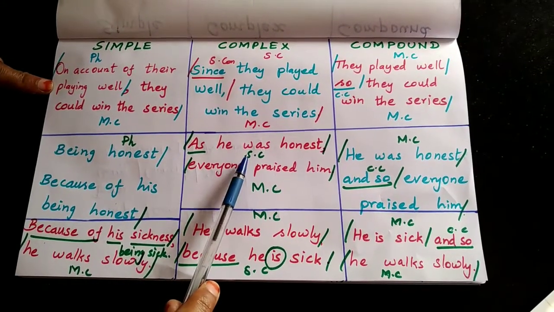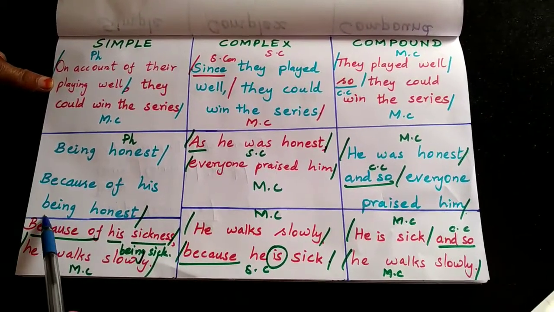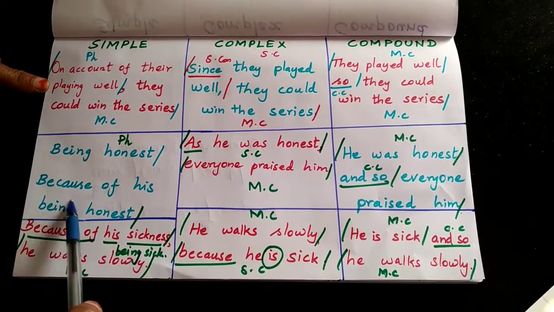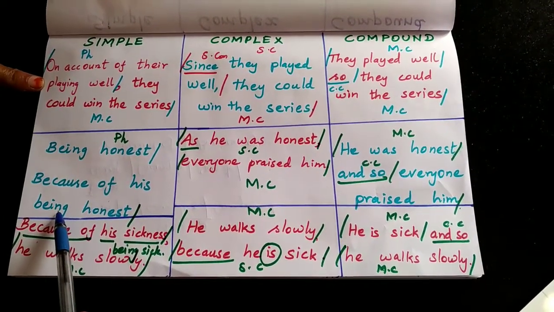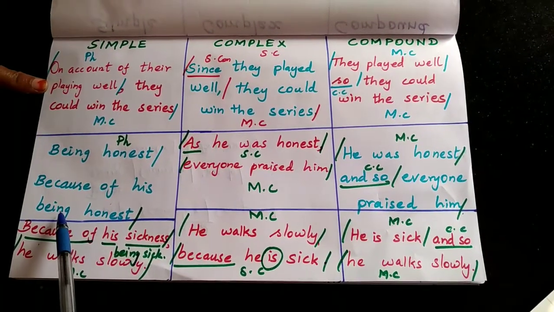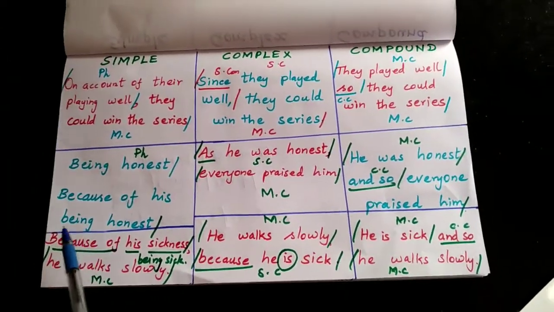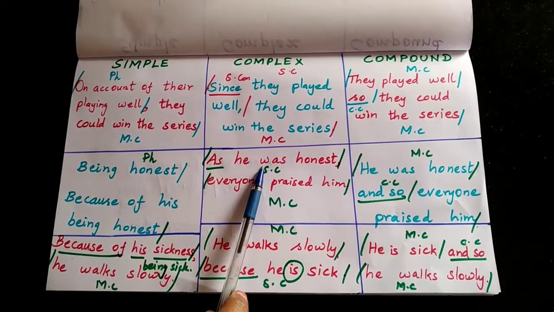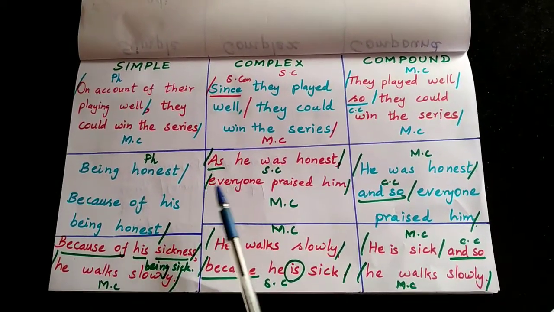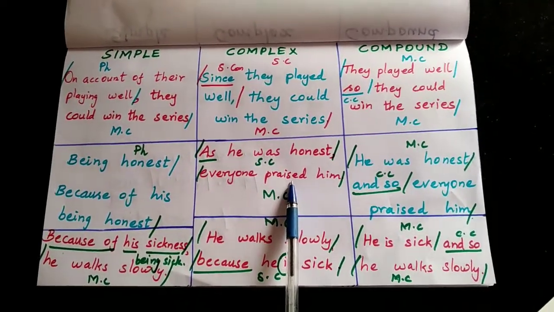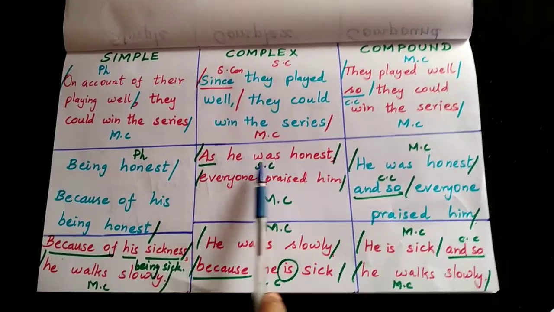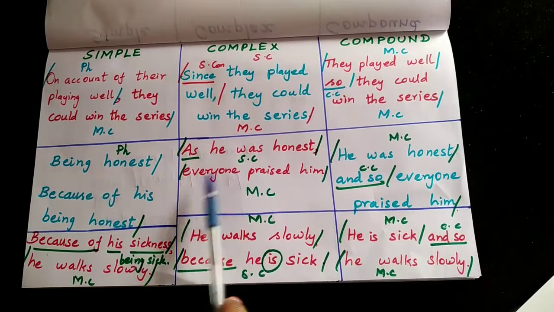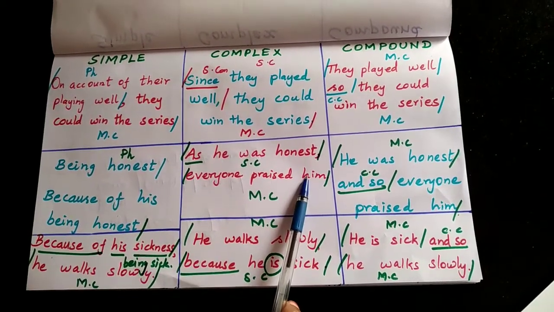And was, how did you get was? Here the ing form of verb is being. It is the ing form of the be form verbs. So what are be form verbs? Am, is, are, was, were. Here we have chosen was. Do you know why? Because the verb in the main clause is in past tense. So we have chosen the past be form verb. As he was honest, everyone praised him.